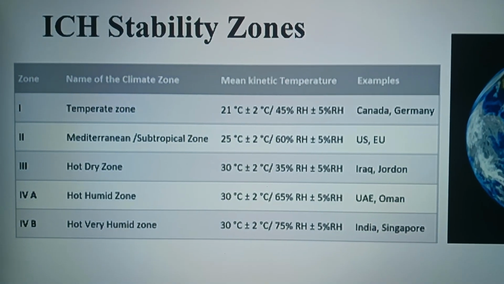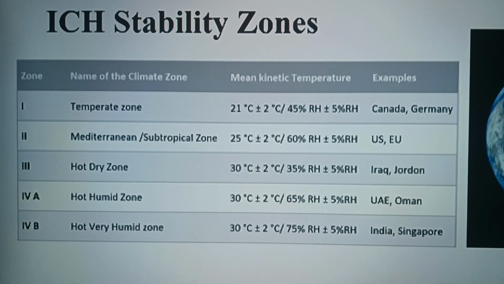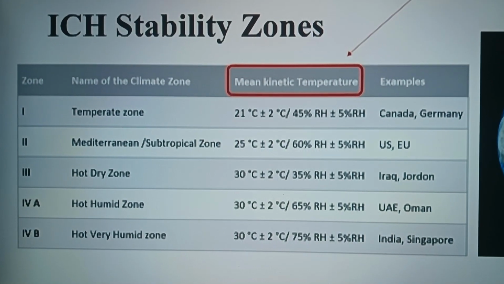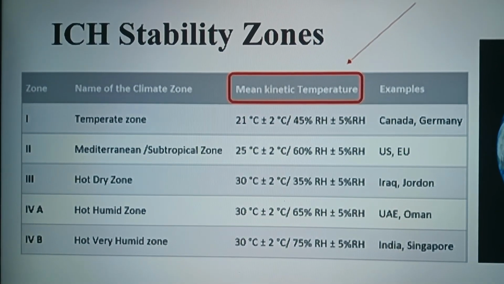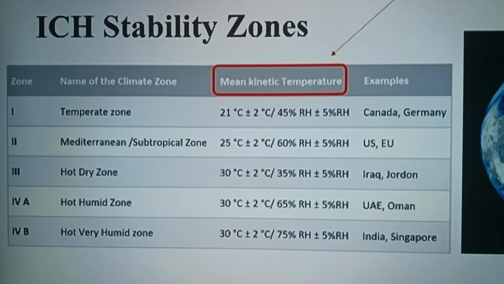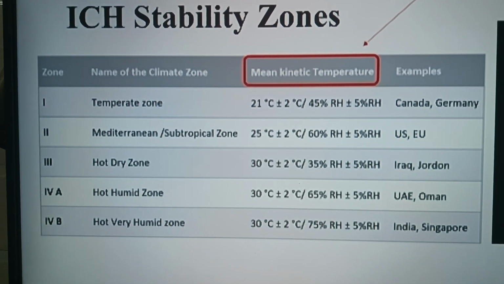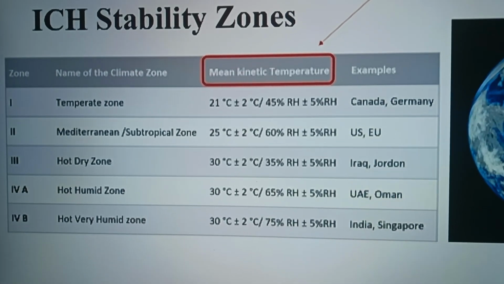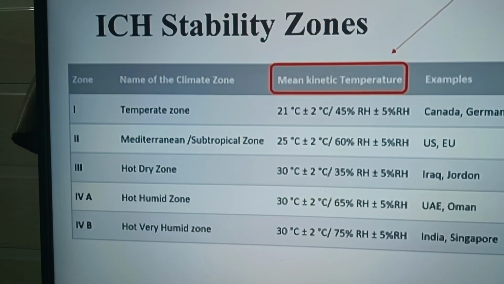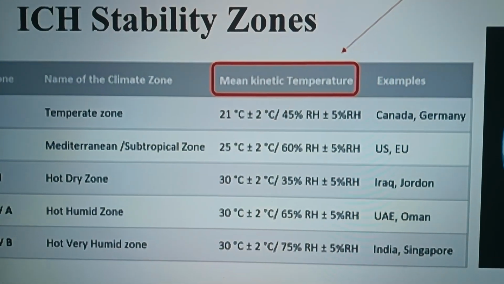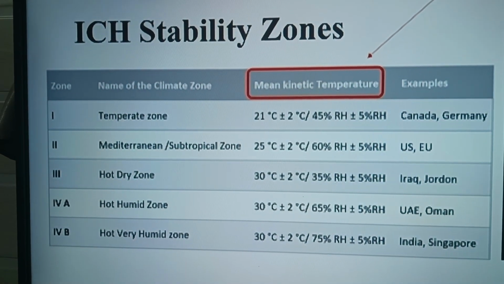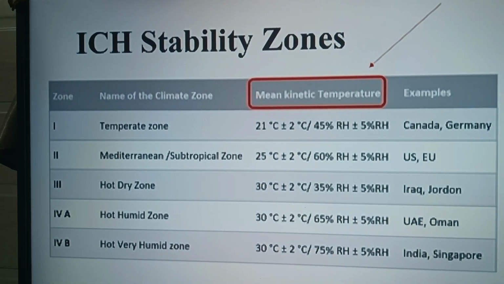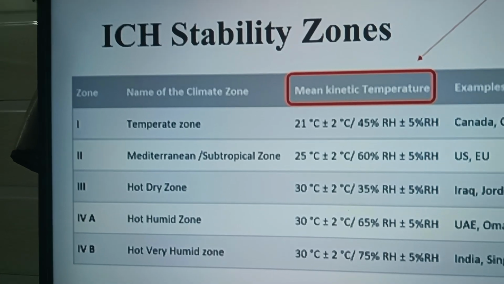Now a very important point to note here is that the zones have been divided based on the mean kinetic temperature. So mean kinetic temperature, in simple language, is nothing but a temperature which is very close to the mean temperature for that particular region. Now if I have to give you an example of this, take the example of India. In India, in summer, there are regions where the temperature goes above 45 degrees centigrade, and in winter there are places where the temperature falls below 10 degrees centigrade. So it is not constant. The temperature varies over time around the year.